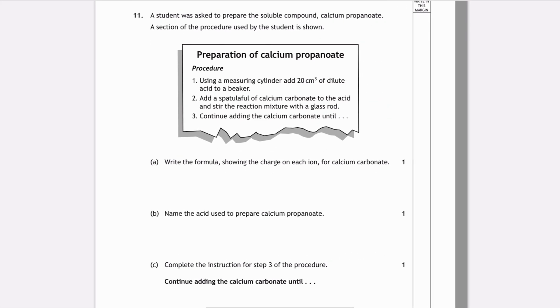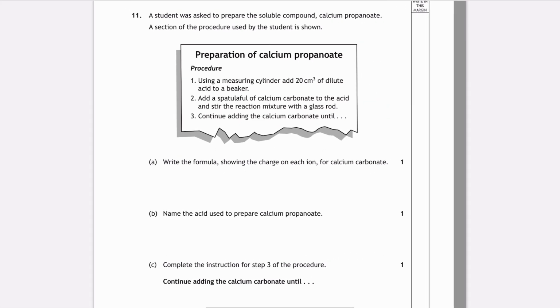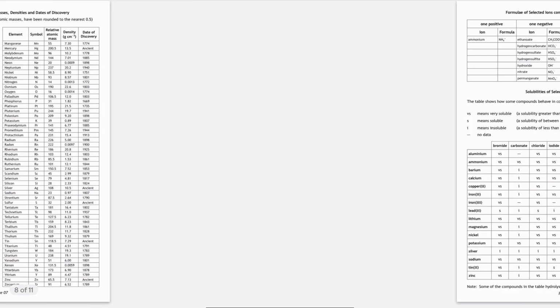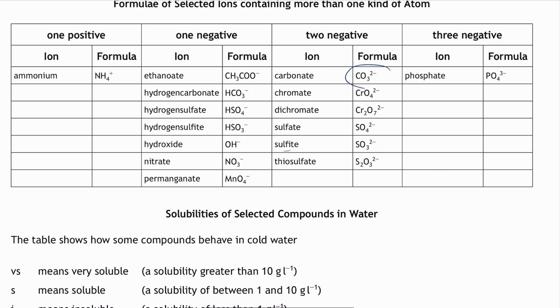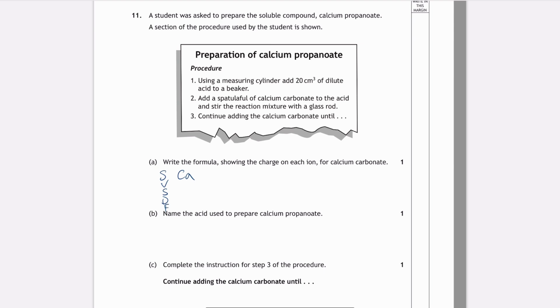So then question 11, I've not got too many questions to go now, I don't think. So this formula for calcium carbonate, you want to do your SVSDF and you're asked to show the charge on each ion, so it's technically the ionic formula here. The symbol for calcium is Ca. The carbonate you will find on page 8 of the data booklet. So if we go to page 8, you'll find carbonate here. Because it's got a 2 negative charge, that means its valency is 2. So CO3 2-.